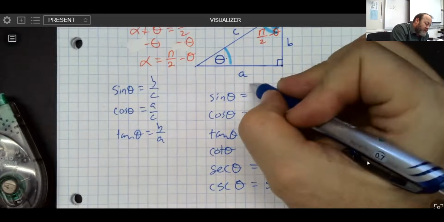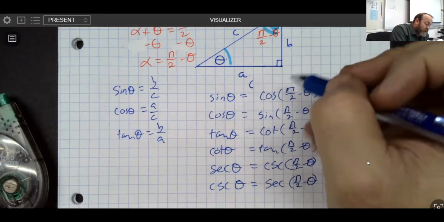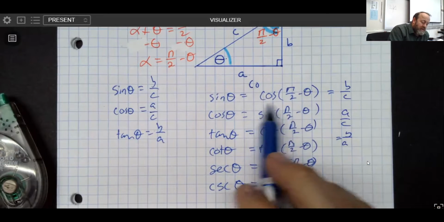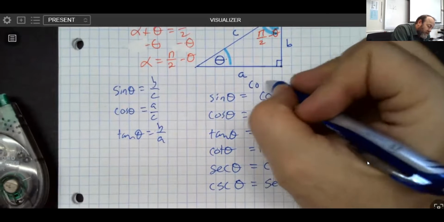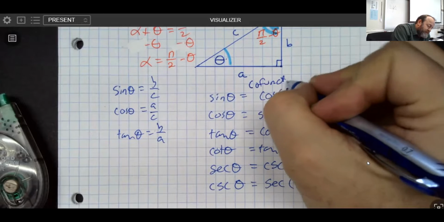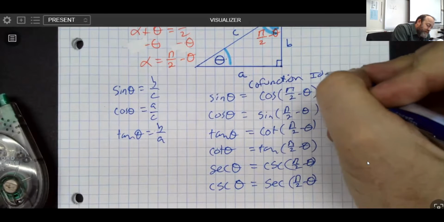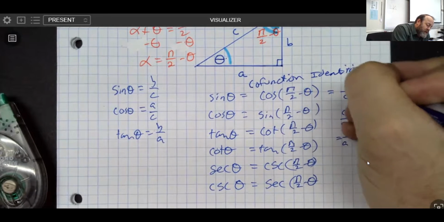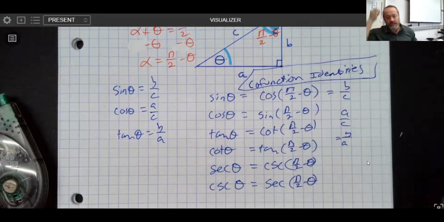And these things collectively, because these are complements of each other, are called our co-function identities. So that's our first little identity set.